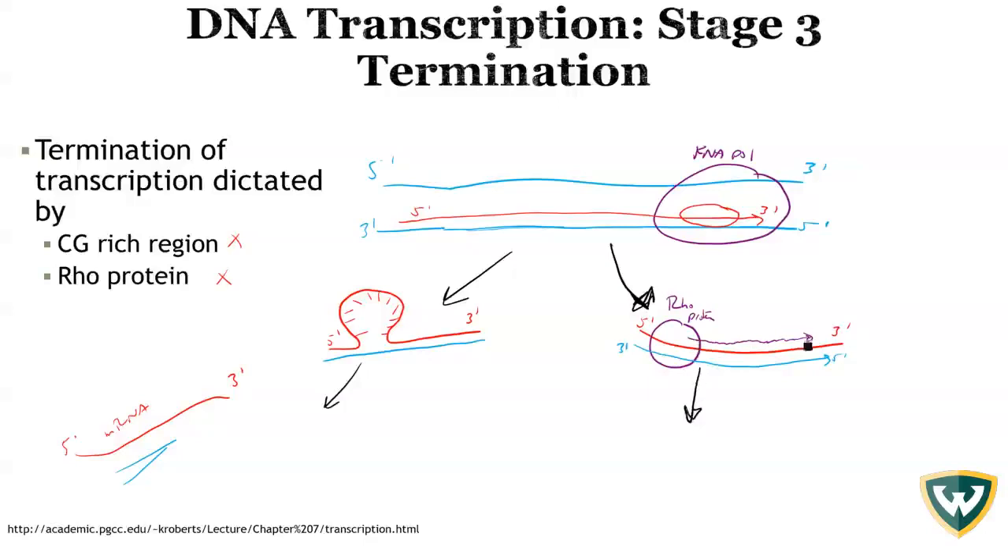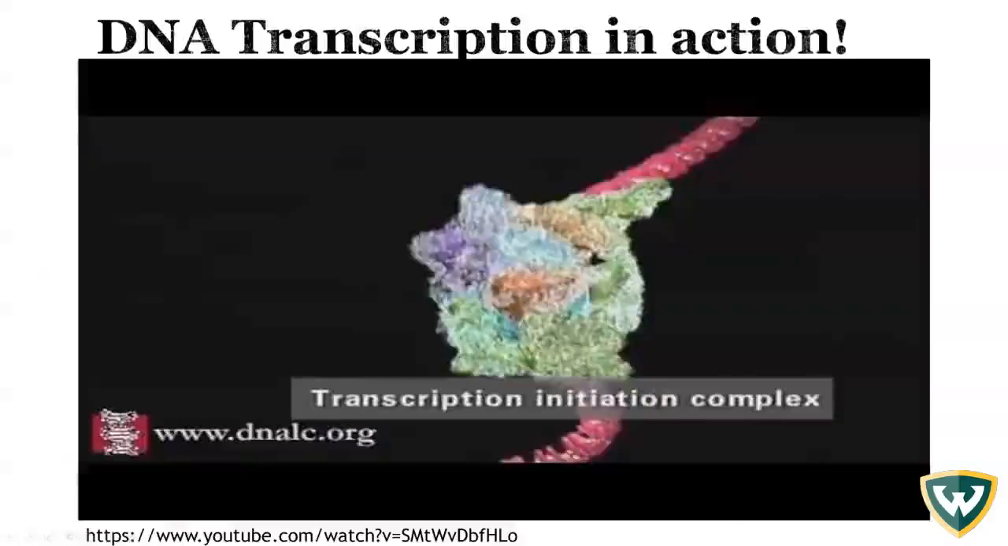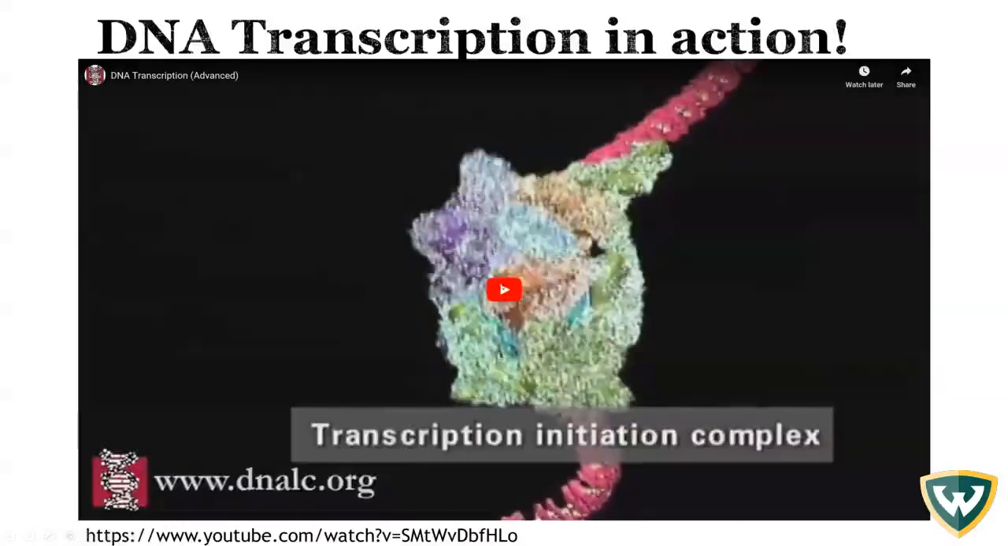So it scans along until it finds its recognition sequence, and then it actually is able to call in other proteins and kick the RNA polymerase off, and you get the end result, which is the same as the other side. You have your RNA, mRNA transcript that's now available to be translated, and then the DNA goes back to being double-stranded again. So these are the two main mechanisms of DNA transcription termination. Now let's watch again this visualization of the transcription, initiation, elongation, and termination.